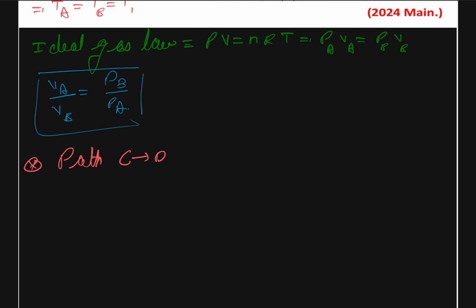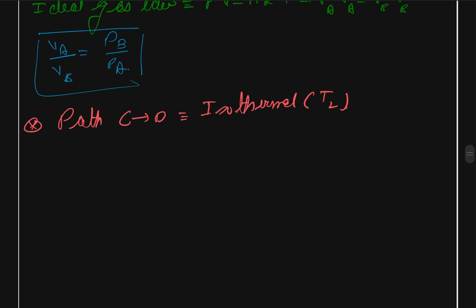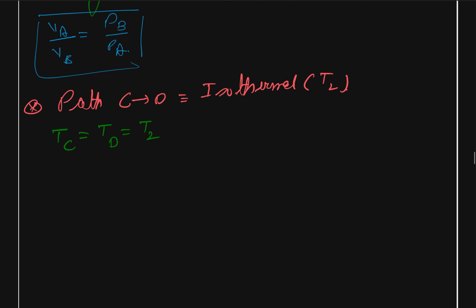And which is also isothermal but at a different temperature T2. So this is our isothermal and it is at temperature T2. Therefore we can write that TC, temperature at C, is equal to temperature at D, is equal to T2. And here also once again, ideal gas law, for both the points we can write this as P of C multiplied by V of C will be equal to pressure at D multiplied by volume at D.